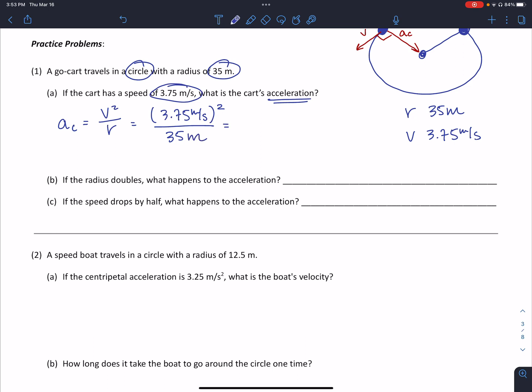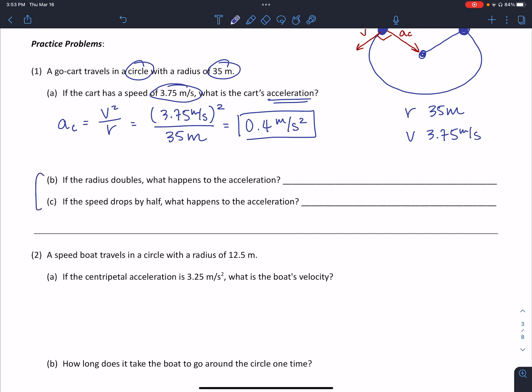All right, if we plug that in, we are going to find that our centripetal acceleration is equal to 0.4 meters per second squared. So that is the centripetal acceleration of our object cart here as it moves around that circular path. Now, these next two questions are going to look at the relationships between these variables.